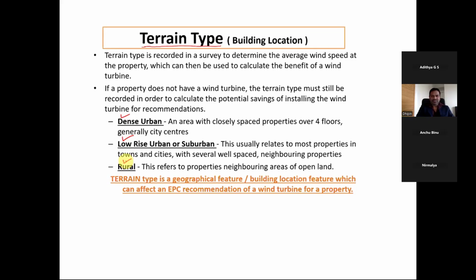Most of the manufacturing sites and plants are built in a rural area. For example, a Ford manufacturing plant is built outside of a city. So this refers to properties neighboring areas of open land. Terrain type is again a geographical, building location feature, which can affect an EPC recommendation of a wind turbine for a property.